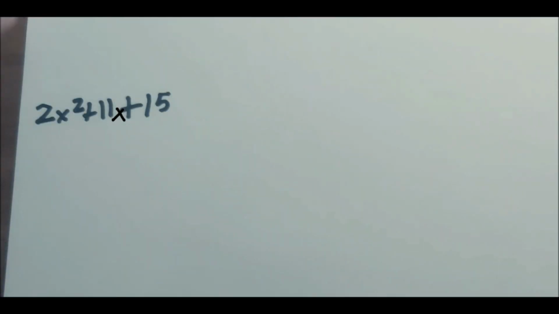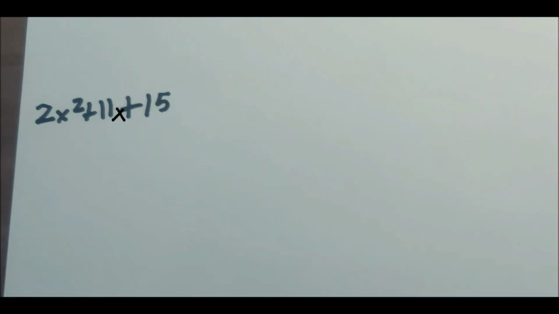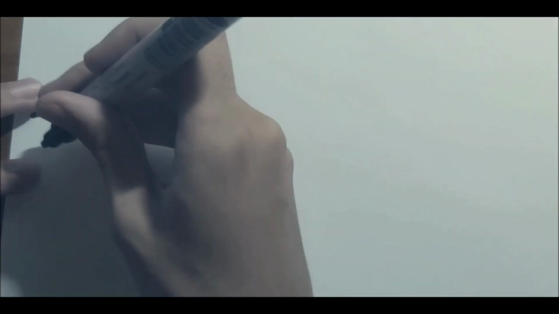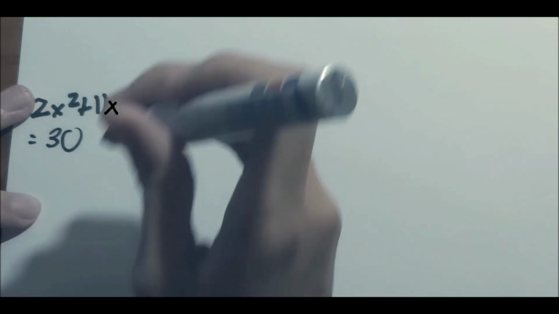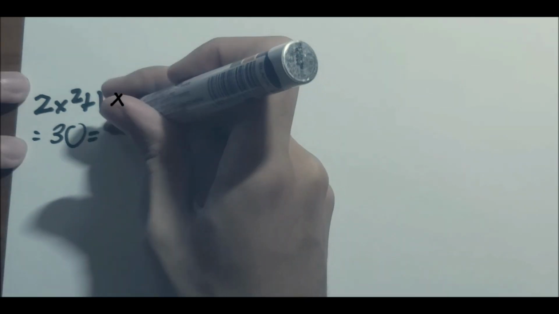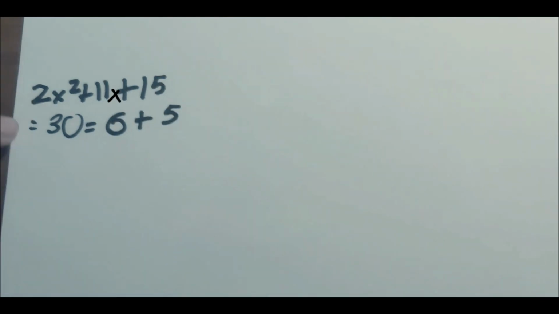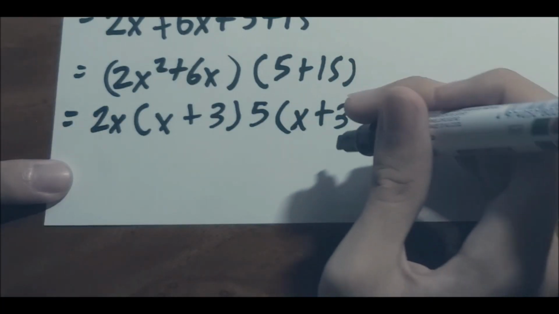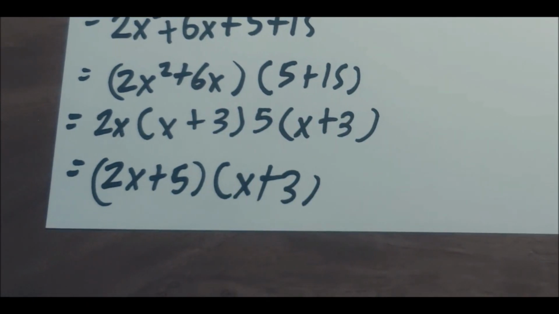For 2x squared plus 11x plus 15, there is no common factor between the three terms, so we can proceed to factoring the quadratic trinomial. Like before, multiply the constant, which is 15, by the numerical coefficient of the first term, which is 2. The result is 30. Then look for the two multiples like before. The multiples are 5 and 6. Group the first two terms together as well as the last two terms. Then factor out their common factor. Then rewrite it as 2x plus 5 times x plus 3.